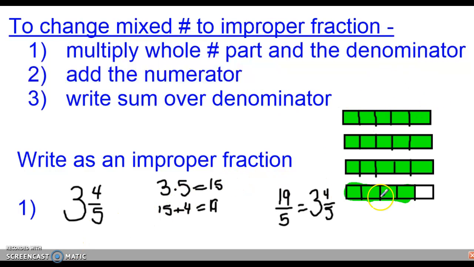Okay, so if I were to count now, I still have 3 whole pieces shaded in, but each of these wholes is broken into fifths. So I can see that I have 5, 10, 15, 16, 17, 18, 19 pieces that are fifths. So 19/5 equals 3 4/5. And that's just the way you can model your thinking.